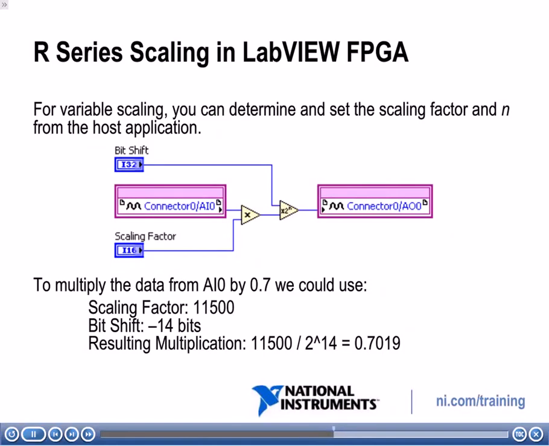So you can see in this example, we were able to multiply the value of analog input channel 0 by 0.7 using integers. We were able to multiply by an integer and do a bit shift kind of function with the multiply by a power of 2 function to get something close to 0.7.